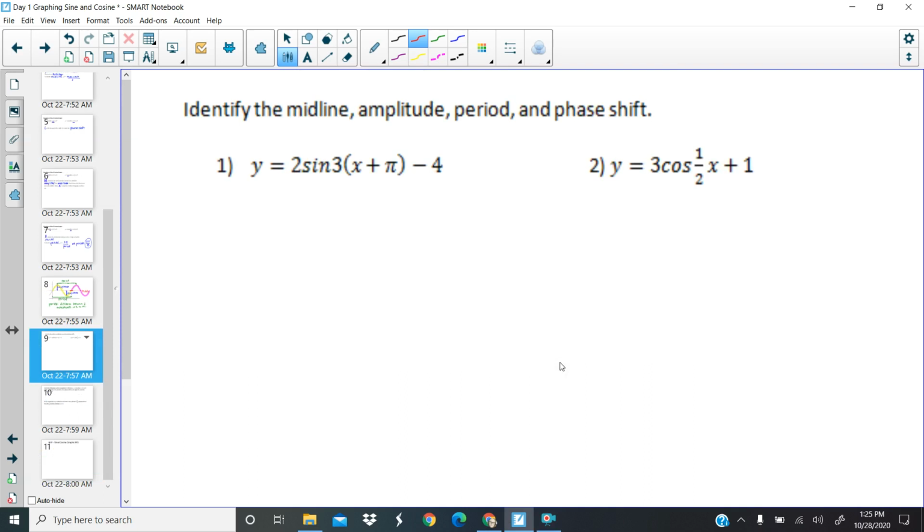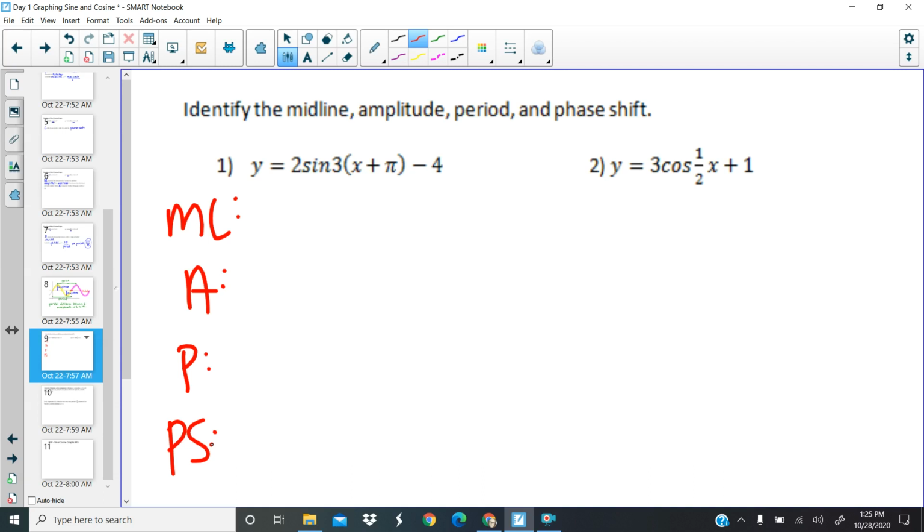Then I'm just going to do a couple of quick examples where we identify the midline, amplitude, period, and phase shift. So I'm going to write out what all it's asking for: midline, amplitude, period, phase shift. And I want to find each of these things with the equation. We're not actually going to look at the graph to do it yet.